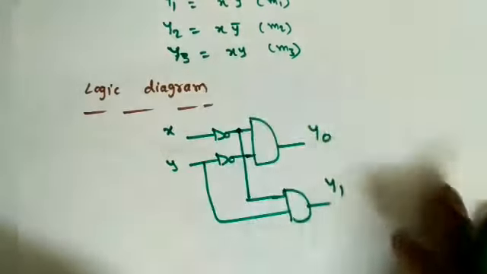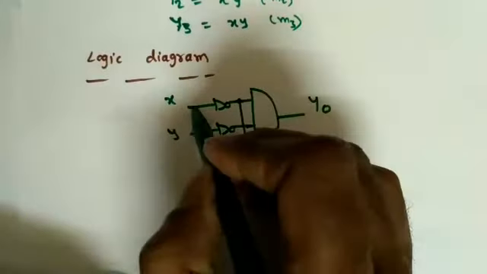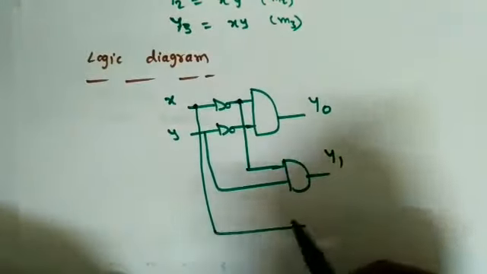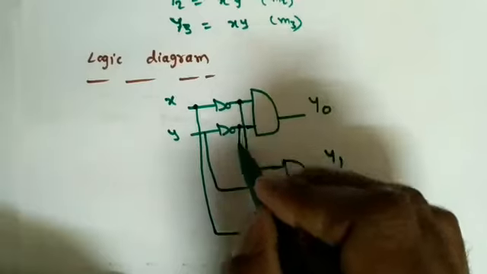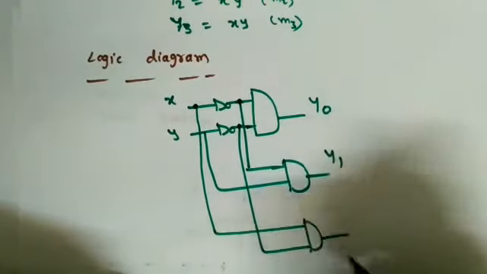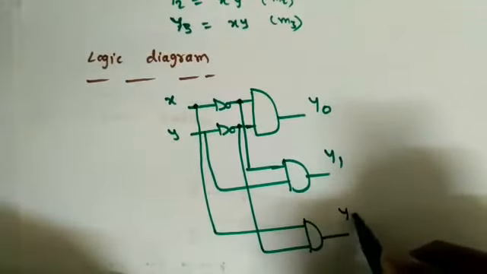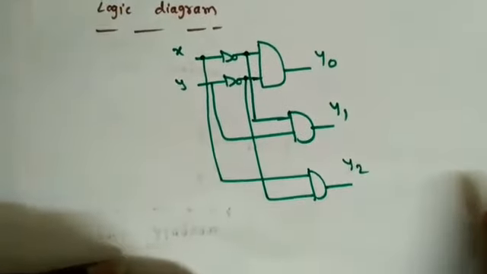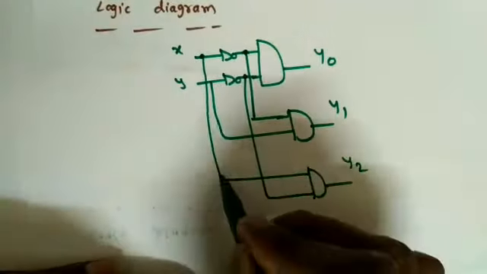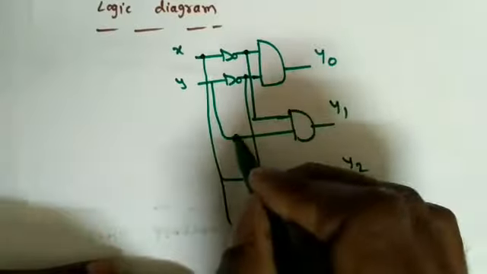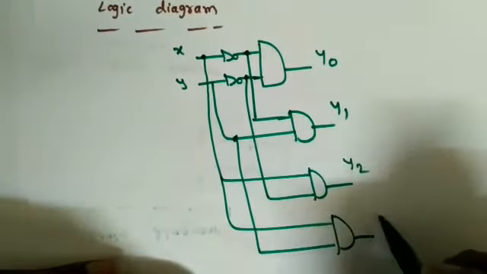Next one is y2, which is x y bar. So I can take this x here, and y bar we have already made. I can take it like this. What is this? y2, x y bar. So what is the last one? X y. So this is x and this is y, right? So what is this? Simply y3.